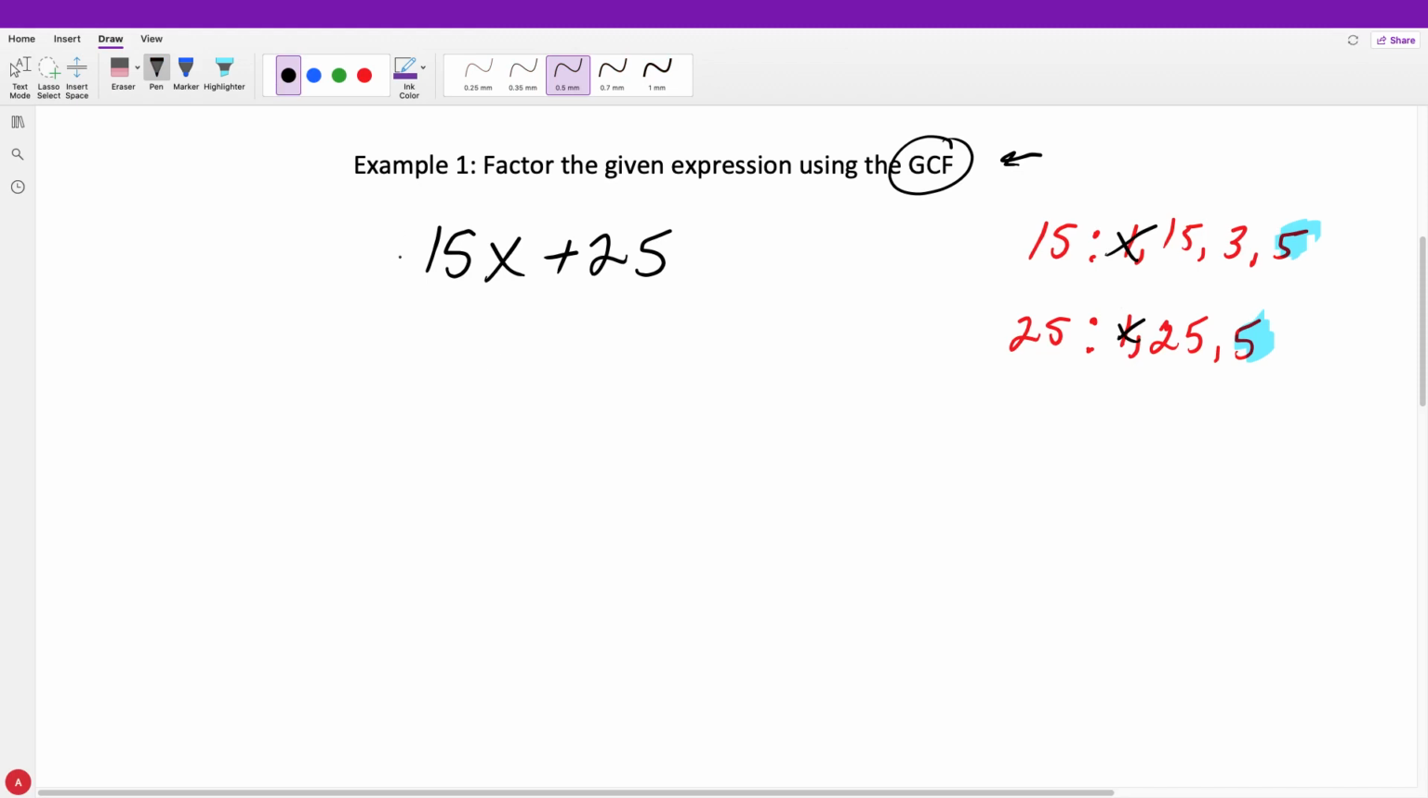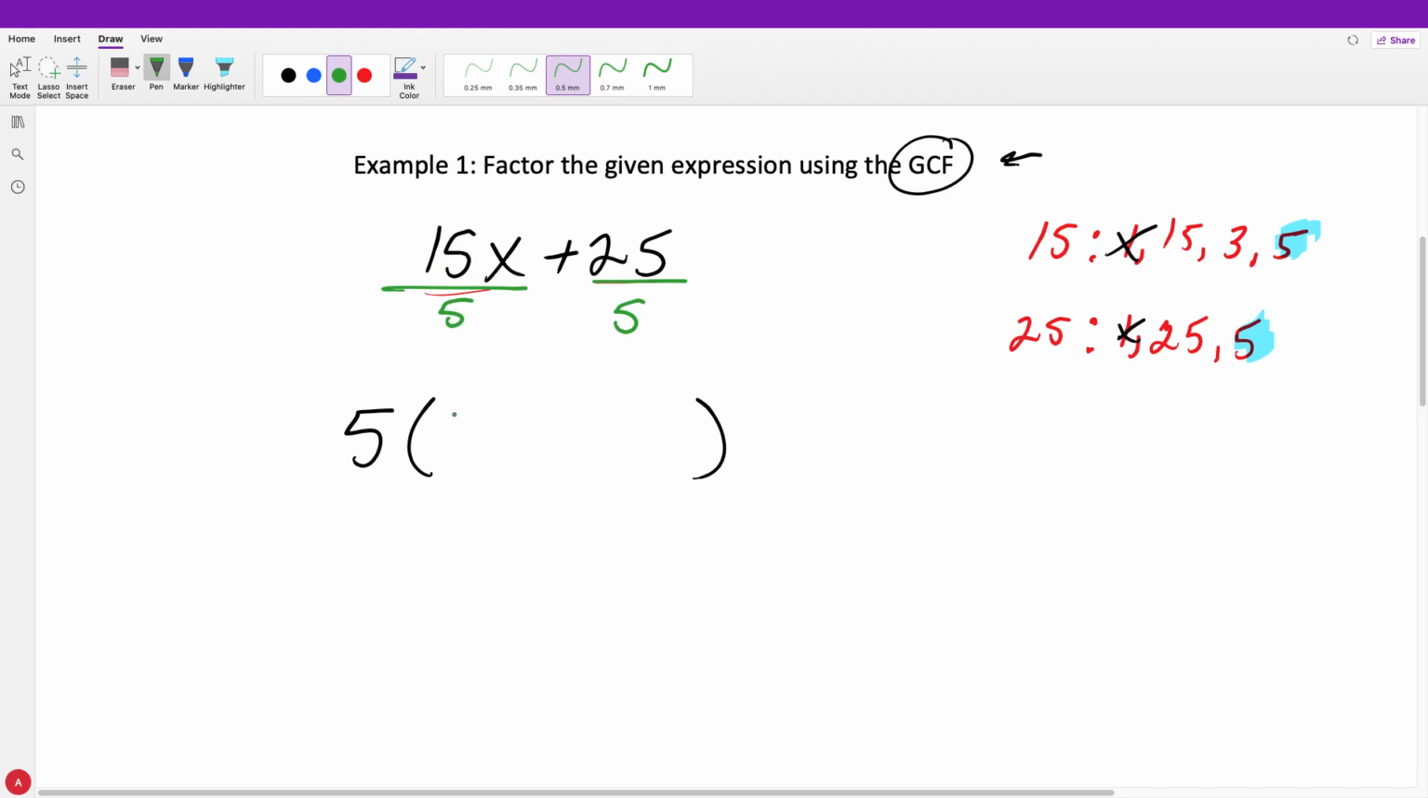So that means that's what we must have multiplied in to get to this if we want to factor this completely. So what we're going to do now is write that GCF that they share. So we're going to write 5, and we're going to write the parentheses because we know that we would have distributed this 5 in to get to this 15x plus 25. And all we need to do now is divide, because we are going to be multiplying, and we know the inverse operation of multiplication is division. So we're just going to go ahead and divide each of these terms now.